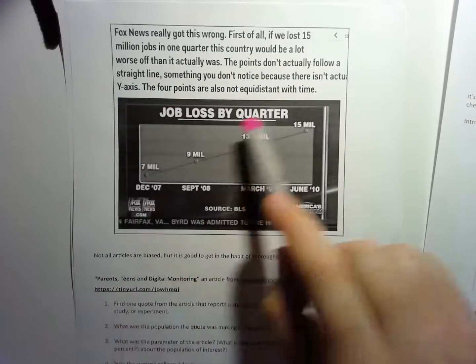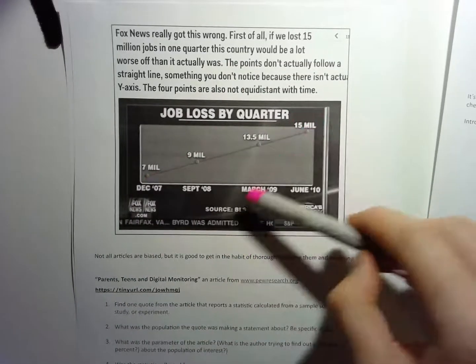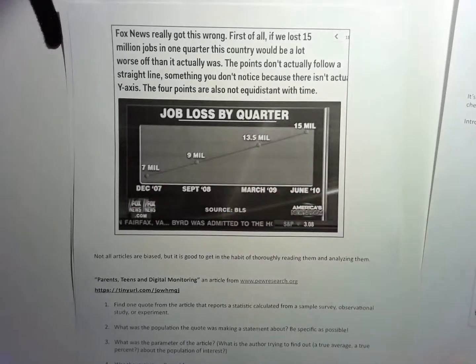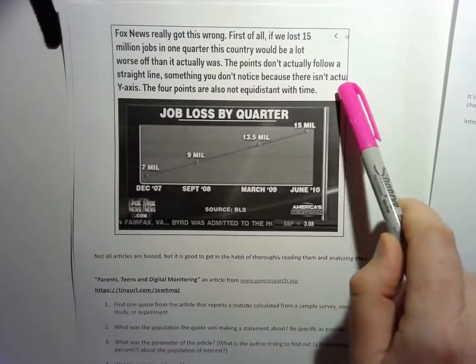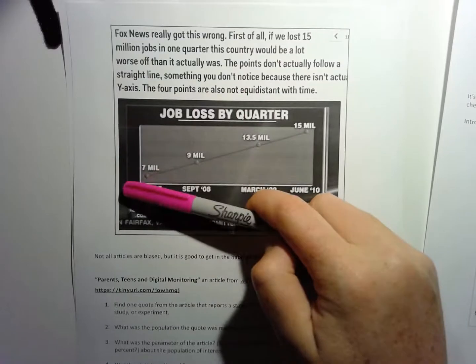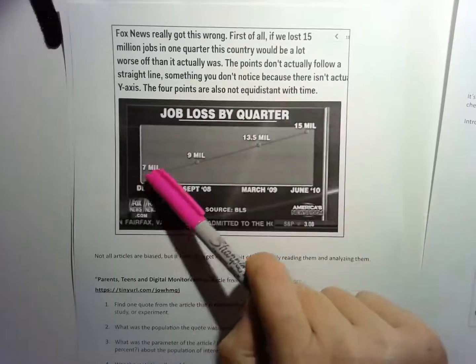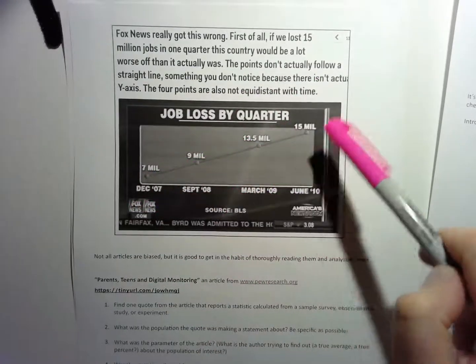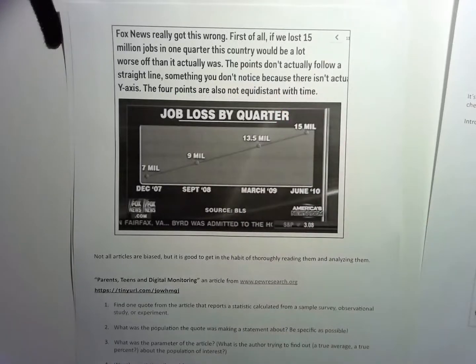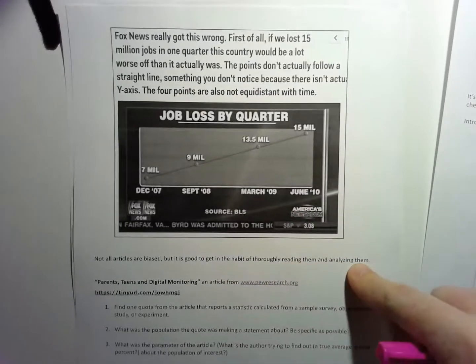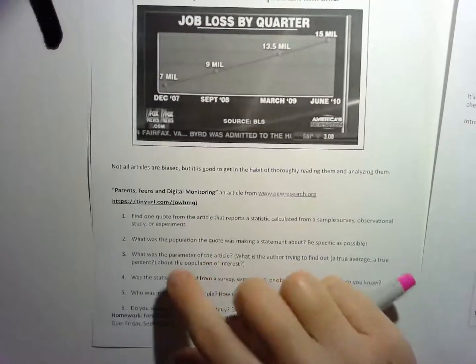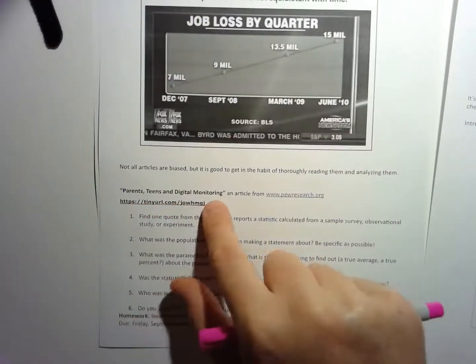So notice, they're showing this 15 million loss over the course of just 1 quarter. The points don't actually follow a straight line. Something you don't notice because there isn't an actual y-axis here. But the 4 points are not equidistant within this time frame. So this graph is just set up all wrong. And not all articles are biased, but it's just good to get in the habit of thoroughly reading them and analyzing them. So another one is Parents, Teens, and Digital Monitoring.